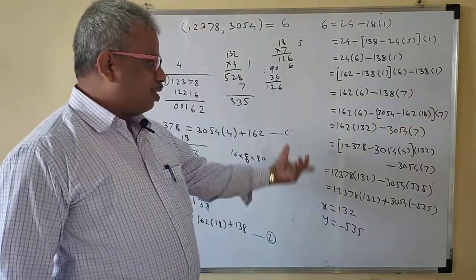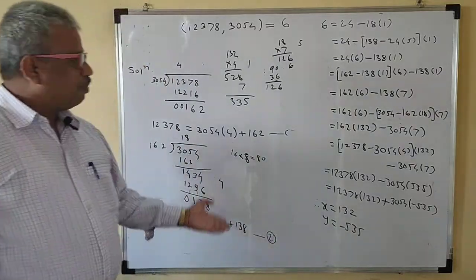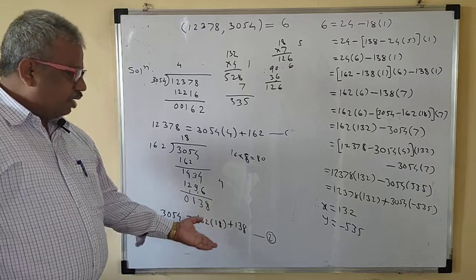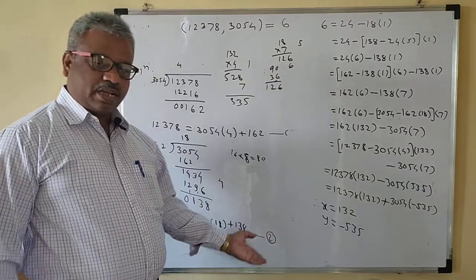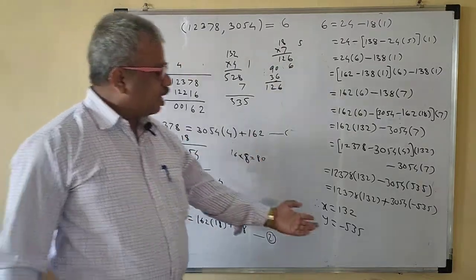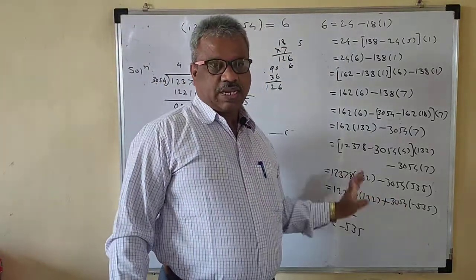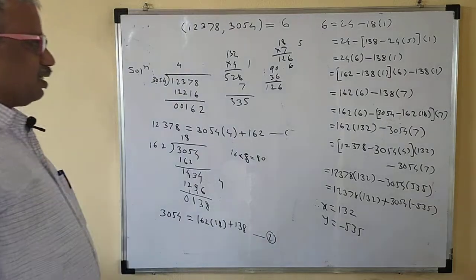So I hope that you understand this one. Very simple part. You have to apply the division algorithm everywhere, and start from the last remainder. Go by the reverse way. Easily you can come up to these two numbers. I hope that you understand this one.